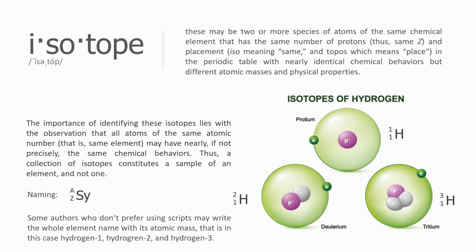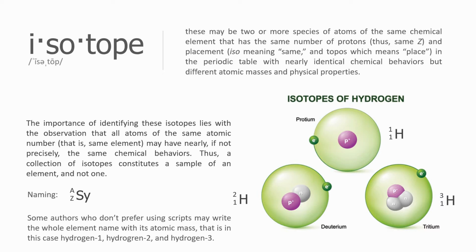Ang nangyayari lang is meron ng hydrogen, form ng hydrogen na mas common sa nature kumpara sa iba. Pero for us to get the identity of hydrogen as we know it from the periodic table, we need these three isotopes of hydrogen. Okay, these three isotopes of hydrogen, they all are hydrogens because they only have one proton in their nucleus, but they are not the same hydrogen kasi meron silang iba-ibang number of neutrons.